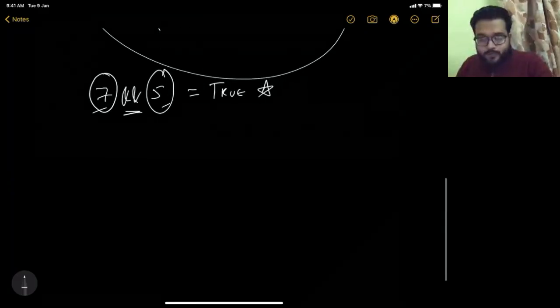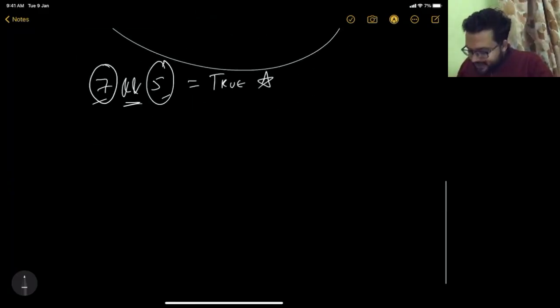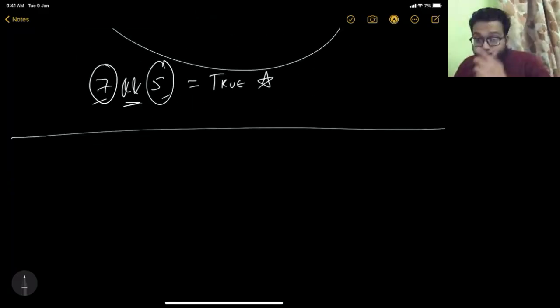Now, there is another concept which is what we are going to base our class on, and that is called bitwise operators.